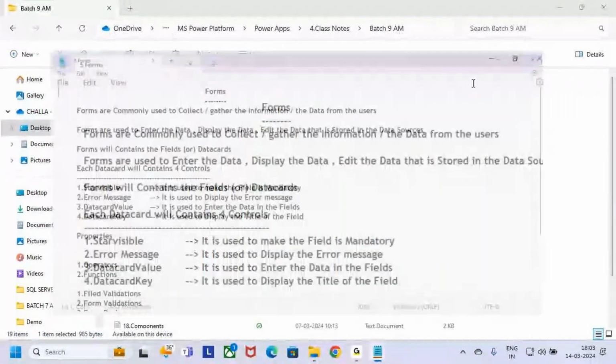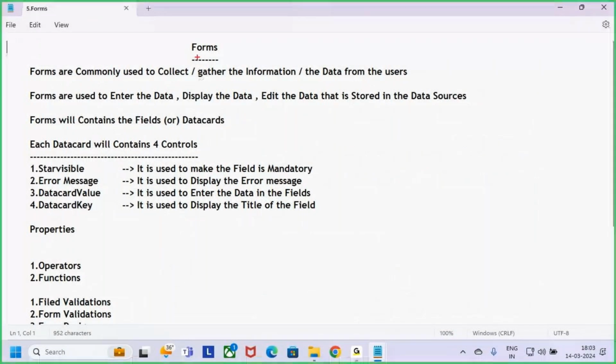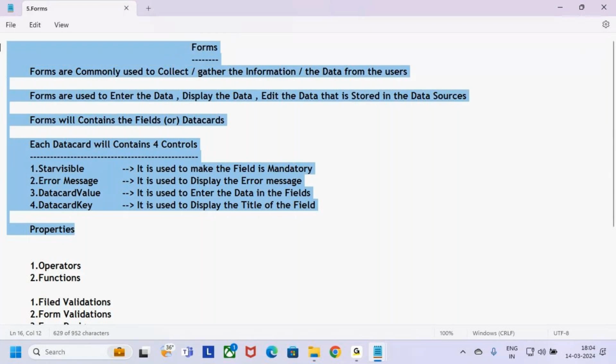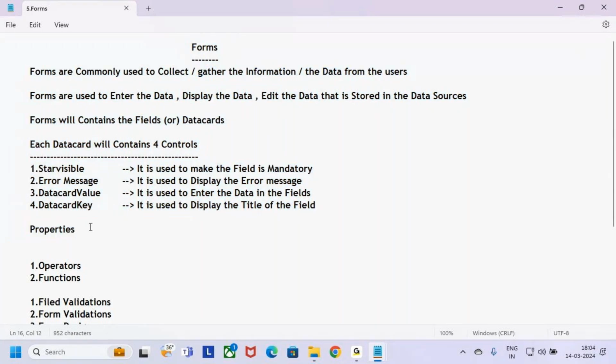In yesterday's class, we discussed forms: what is meant by a form, how to create a form in Power Apps, and what the form contains. We also discussed something called form properties, how to enter the data, and how to submit the form's data into SharePoint as a data source.